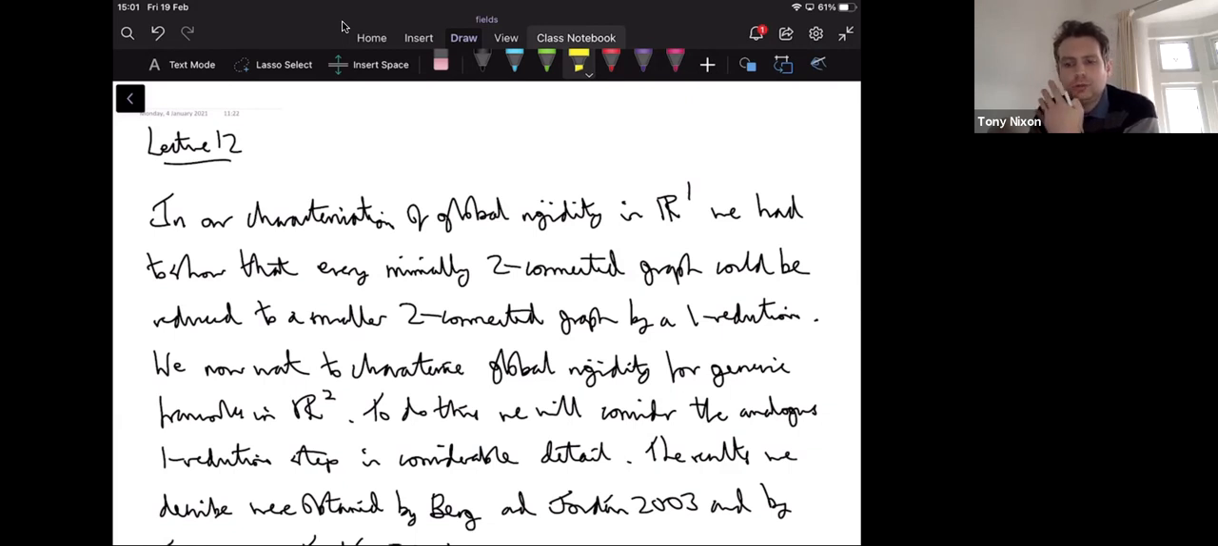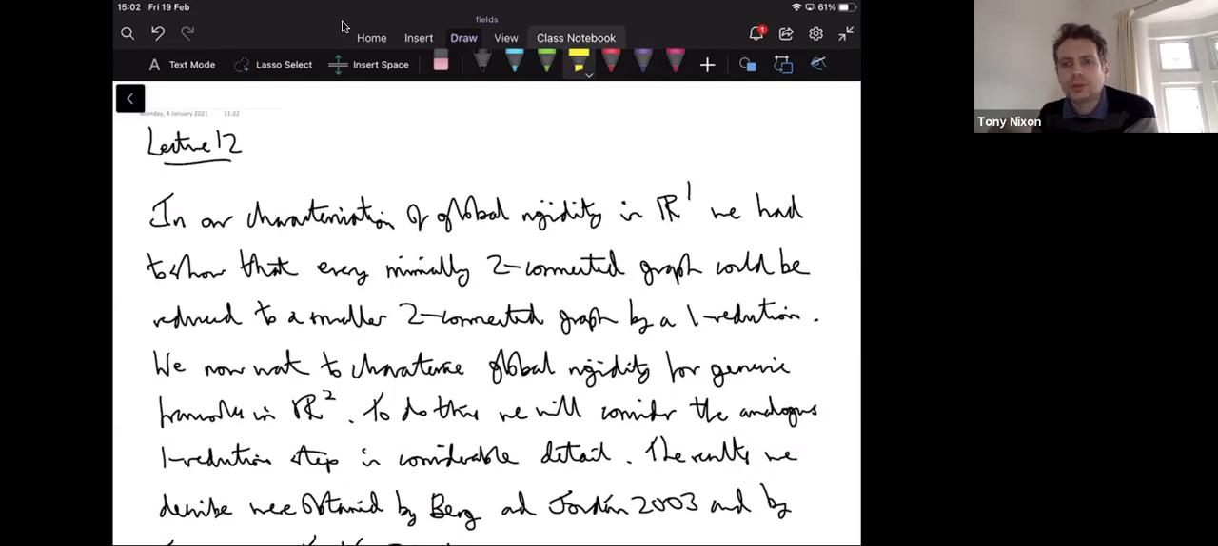We now know, we're talking about generic global rigidity. We now know that every generic globally rigid framework is redundantly rigid and D+1 connected. And we have this stress matrix, which gives an algebraic sufficient condition for global rigidity.